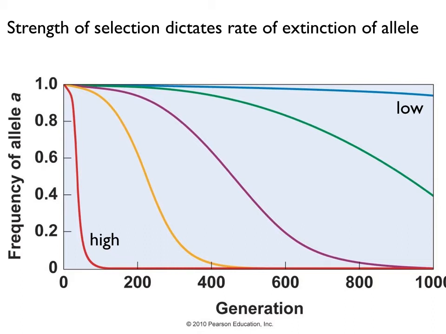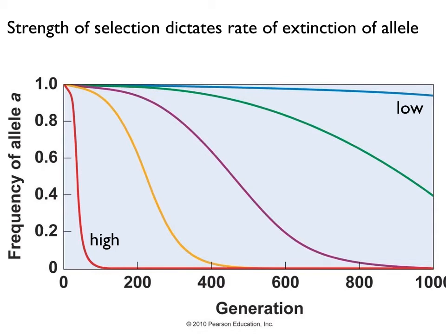Most alleles do not have that negative of an effect on the individual that bears them, and so it would take much longer to remove that allele from the population. You can see that if the selection strength against the allele is low, it might persist for millions of years, not just hundreds of generations.